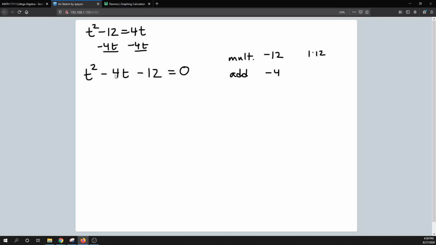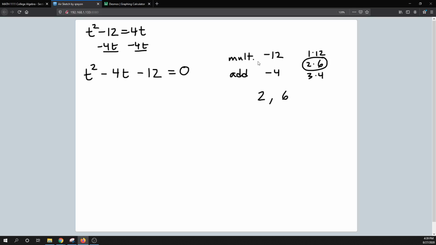Let's run through the possibilities. I could have 1 and 12, 2 and 6, 3 and 4, and that's about it. I'm looking for the pairs that will either add or subtract to give me a 4. I can see right here that 6 and 2 look promising, because 6 minus 2 is a 4, which at least matches in absolute value. So I'm suspecting that 2 and 6 are going to be involved in this.